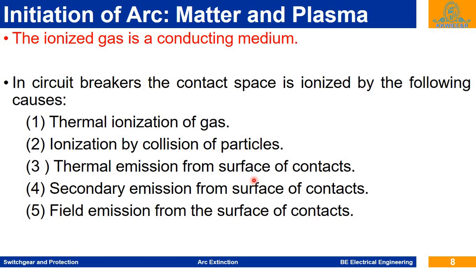Thermal emission from the surface of the contact. Because of the temperature, the electrons are emitted from the surface of the contact. Secondary emission from the surface of the contact. Then field emission from the surface of the contact. When the contacts separate, there is a voltage across the contacts, and because of this electric field there is an emission of electrons from the surface of the contact.